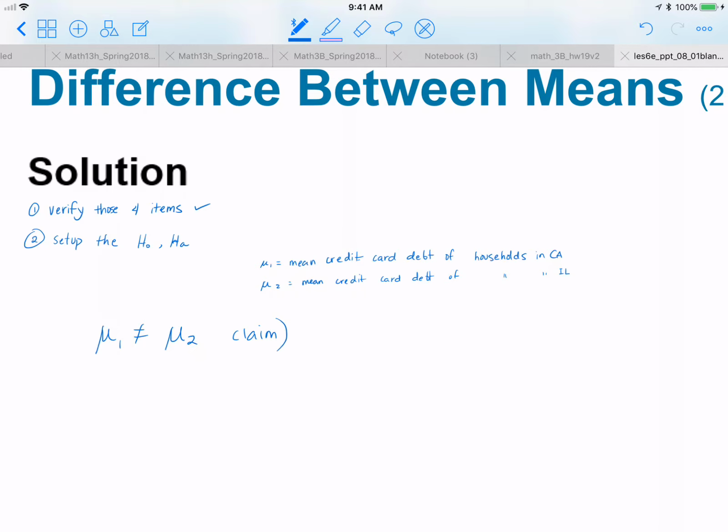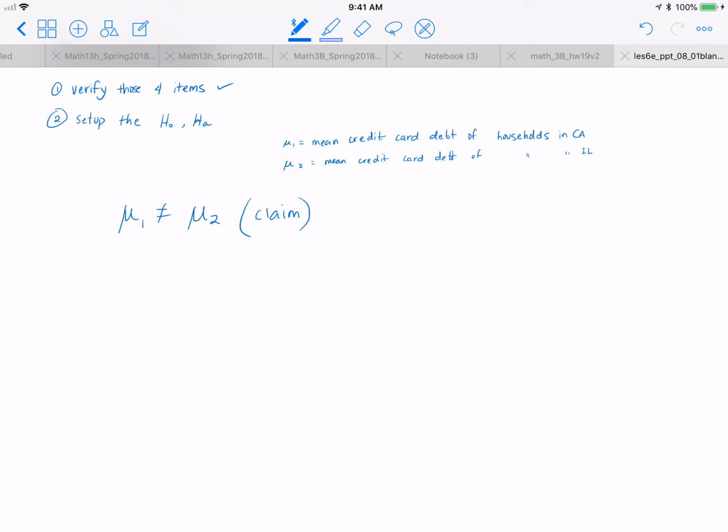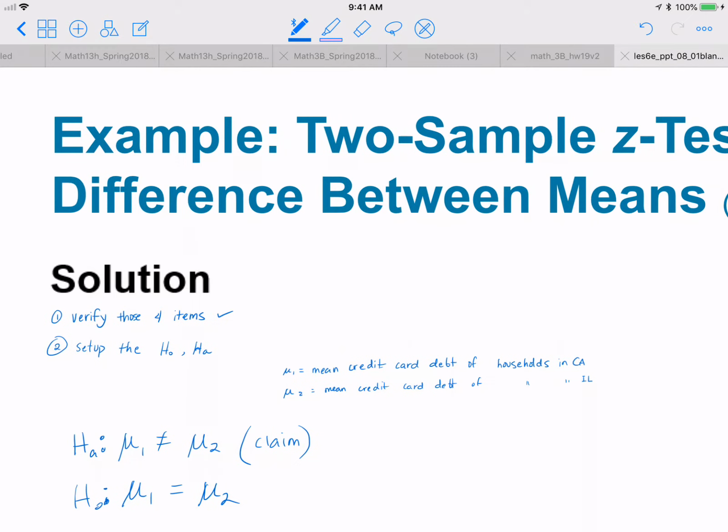The next step is we need to write the complement of this statement. This is a mathematical translation of the verbal claim. What is the complement of this mathematical statement? Mu1 equals mu2. Now the last thing is we need to figure out which is our H0 and which is our HA. It turns out this time that our claim is HA. So we've set up our H0 and HA.